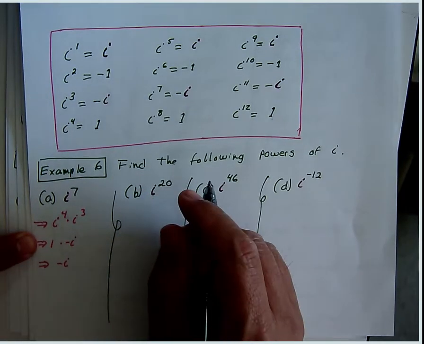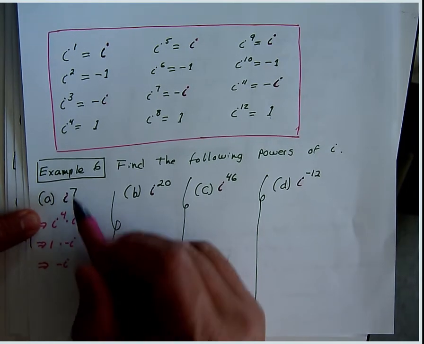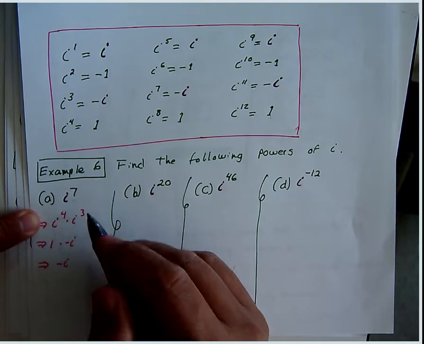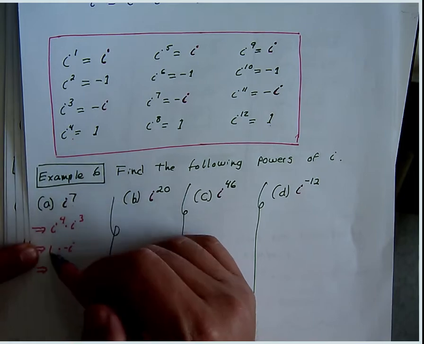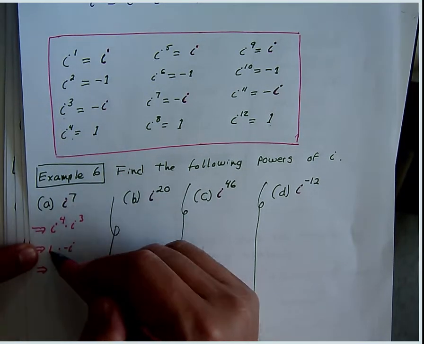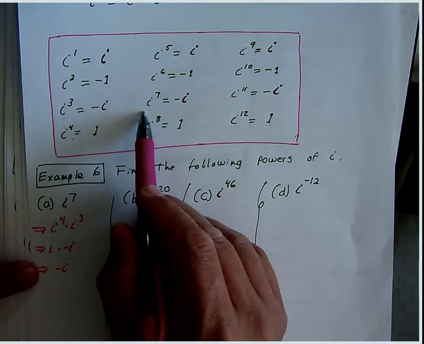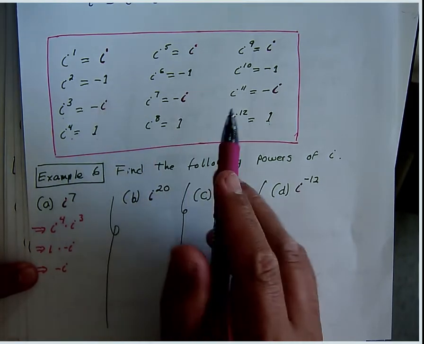Sorry, I wasn't showing it. So i^7 I separated into 4 and 3. I have to do i^4 times i to the 3. And then I know i^4 based on this is 1. I know i^3 based on this is -i. So 1 times -i gives you -i, which is i^7 is right here. So it matches. It is the right answer.